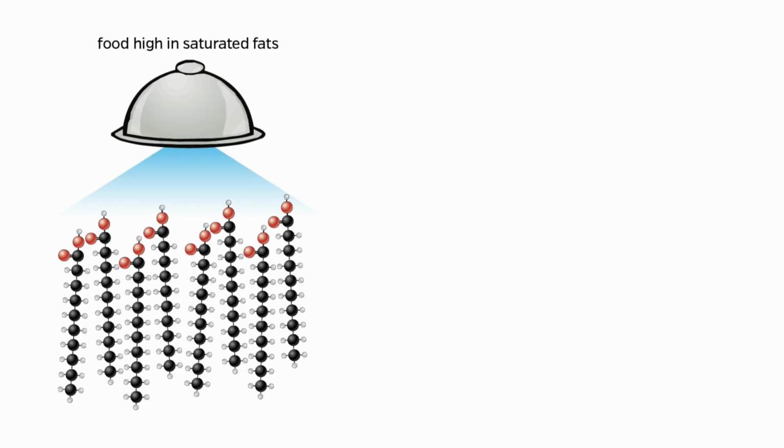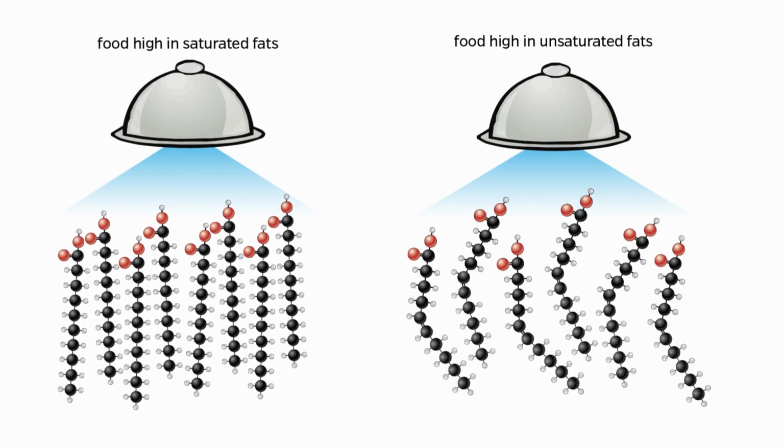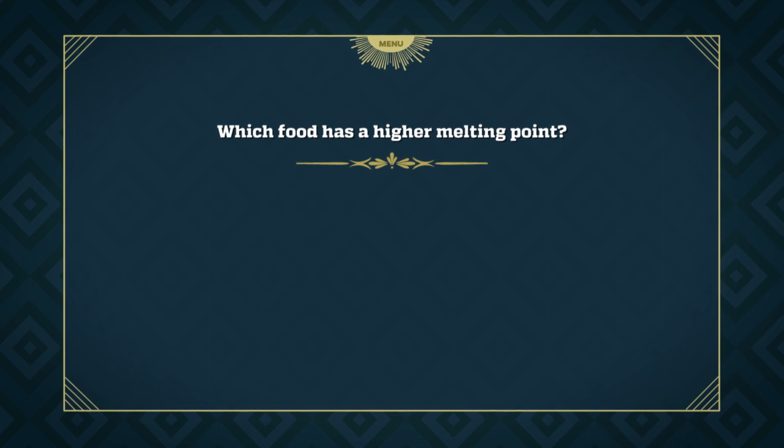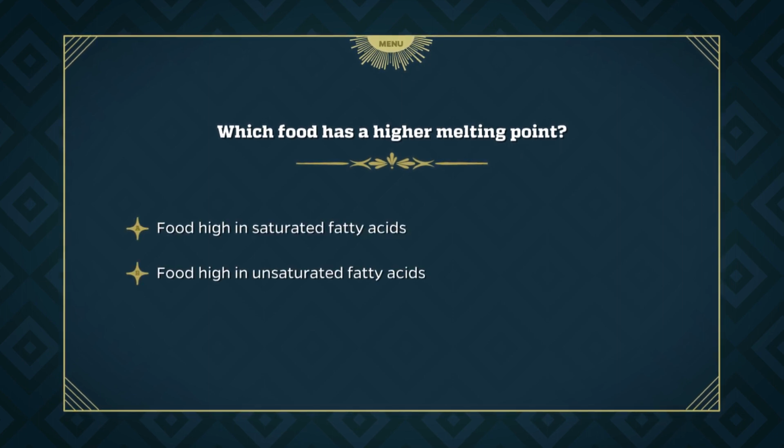Well, that's very interesting, but why does it matter that some molecules are bent and other molecules are straight? What does that have to do with any of the food in my kitchen? One of the consequences is that saturated and unsaturated fatty acids will have very different melting points. Imagine we have two foods, one that's made of saturated fatty acids and one that's made of unsaturated fatty acids. Based on your knowledge of phase transitions, which food do you think will have a higher melting point? The one with saturated fatty acids, the one with unsaturated fatty acids, or will they have the same melting point?